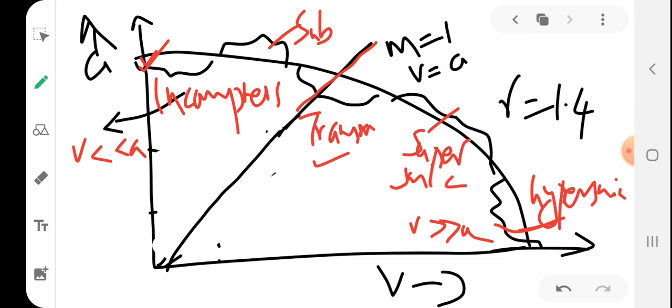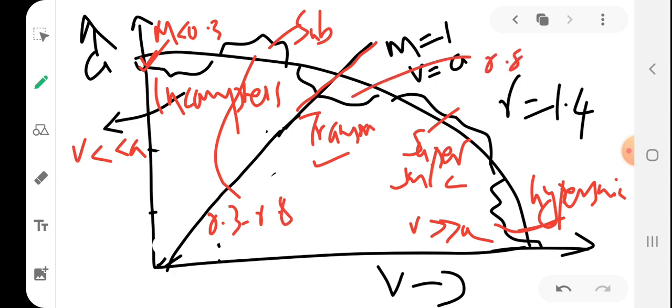We have already learned the range of values. Here the Mach number will be less than 0.3. Here the Mach number will be 0.3 to 0.8. Here 0.8 to 1.2, and here 1.2 to 5. Greater than 5 is hypersonic. Okay, I hope you have understood the concept of the Prandtl velocity ellipse. For the time being, we will stop this session. Thank you.